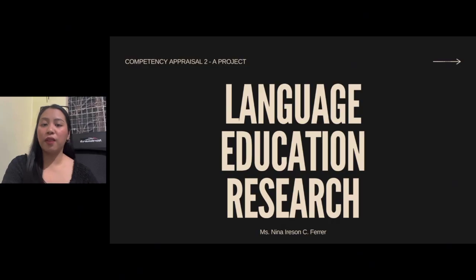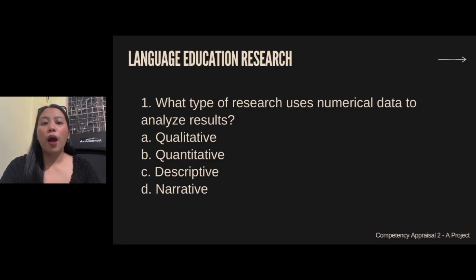So today let's have a quiz that will test your understanding of our topic, language education research. All you have to do is read or listen carefully to each question and choose the correct answer. Okay, for question number 1, what type of research uses numerical data to analyze results?